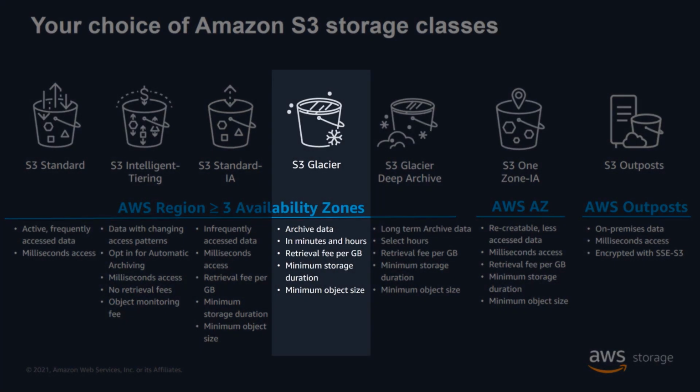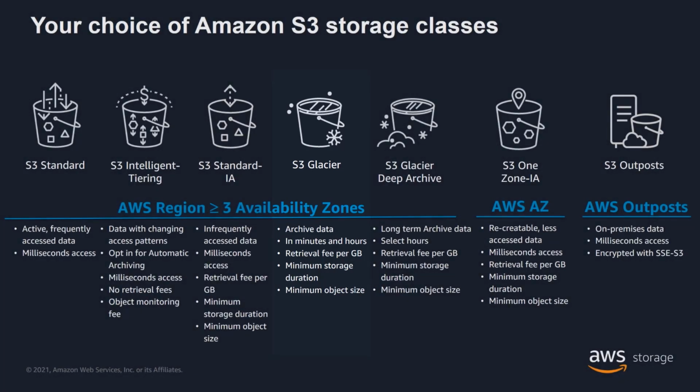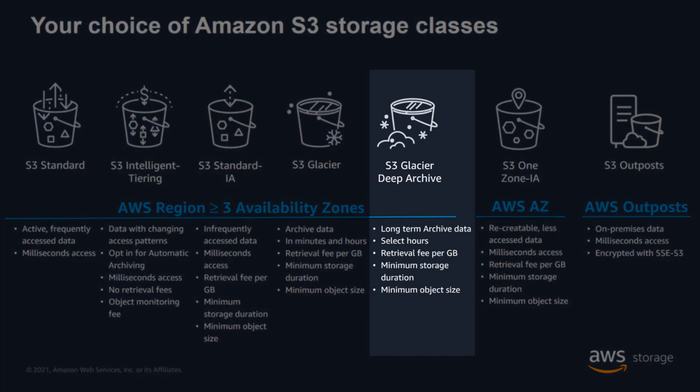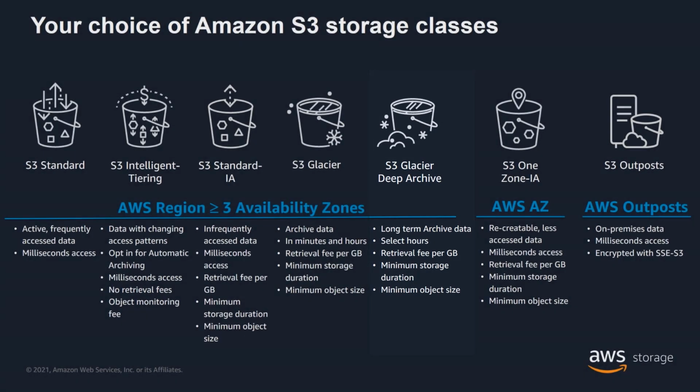Ideal for backup and archive, S3 Glacier provides secure, durable, and low-cost storage that is competitive with or cheaper than on-premises solutions. Data retrieval times range from a few minutes to hours. S3 Glacier Deep Archive is the lowest cost storage class, designed for long-term data retention. It is commonly used for backup, disaster recovery, and as an alternative to magnetic tape systems. Data retrieval times range from 12 to 48 hours.